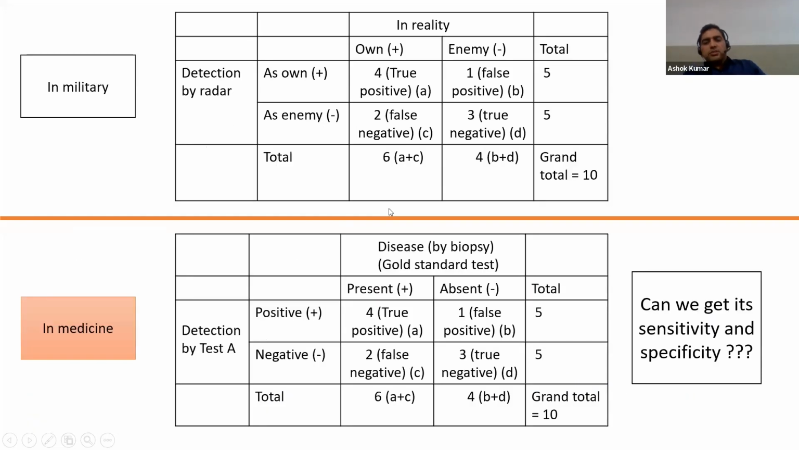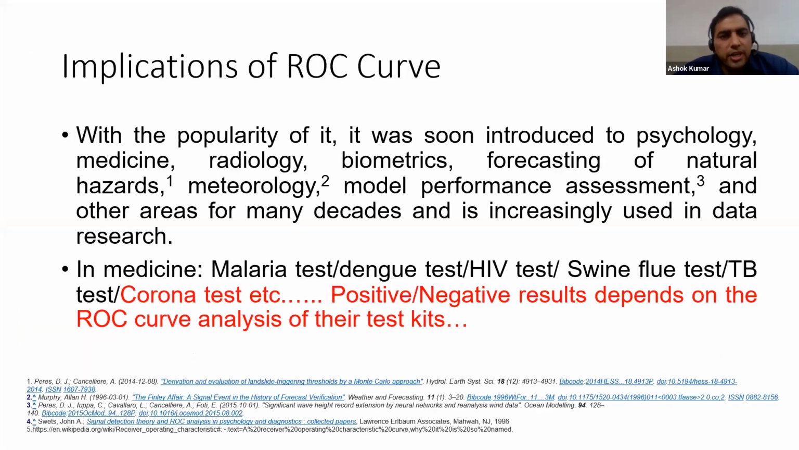So can we get the sensitivity and specificity of test A? Yes, sure, we can get it. There is no problem. So what are sensitivity and specificity? We know from this table. So, the implication of the ROC curve.